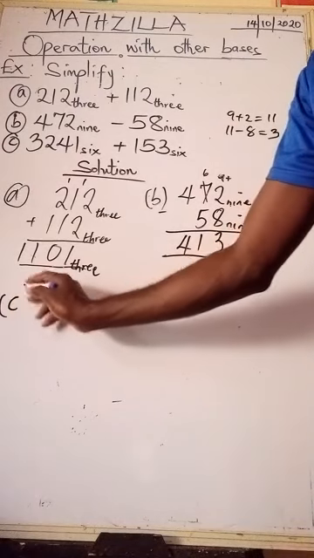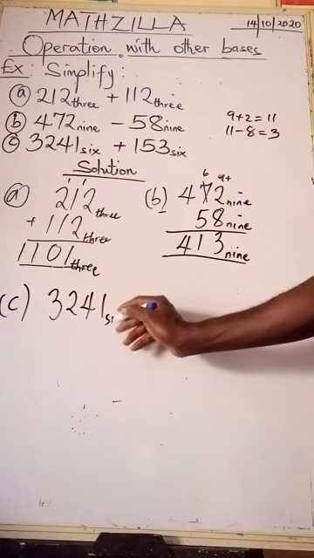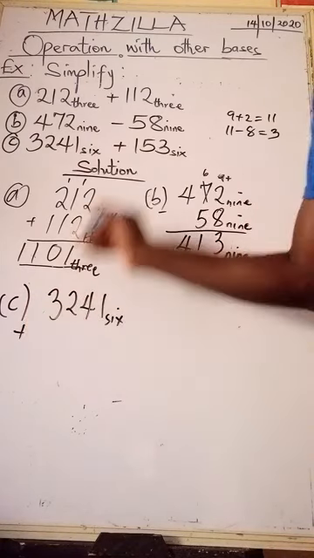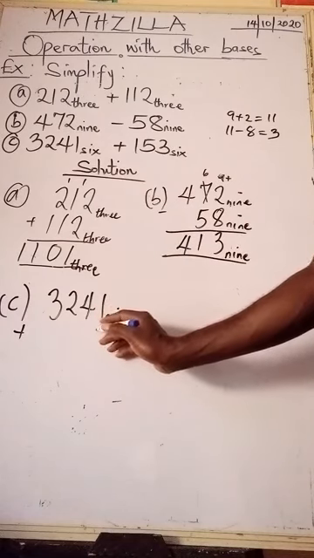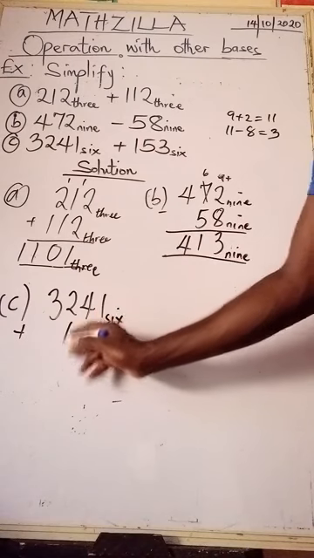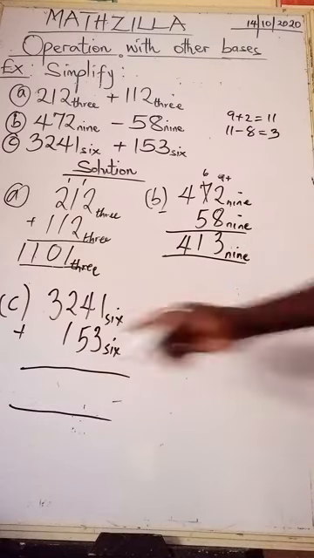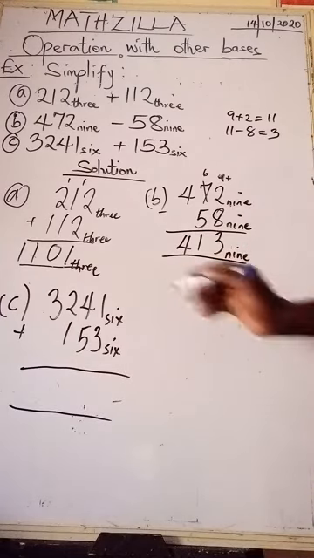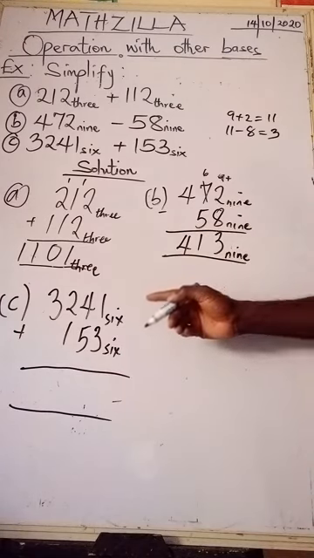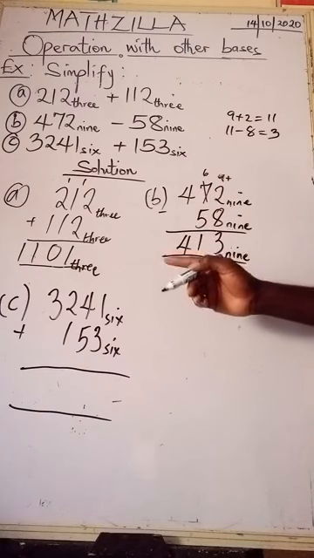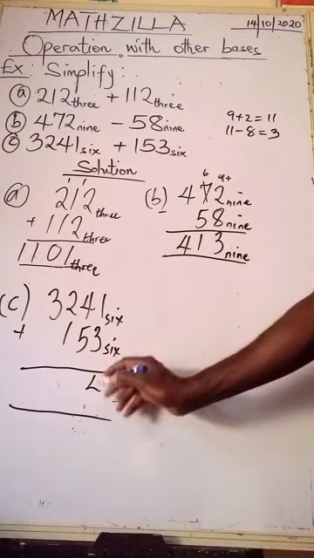So the C part, I have 3241 base 6 plus, if you're arranging it, you must still arrange it based on the place value, 153 base 6. So we add 1 plus 3, which is actually 4. It's not up to the highest digit in the base. Can we remember the highest digit in base 6? The highest digit in base 6 should be 5. So 1 plus 3 is not up to 5. You can write it as 4.